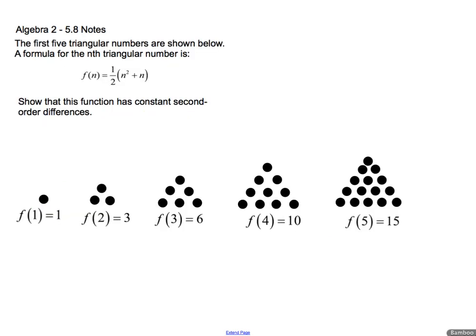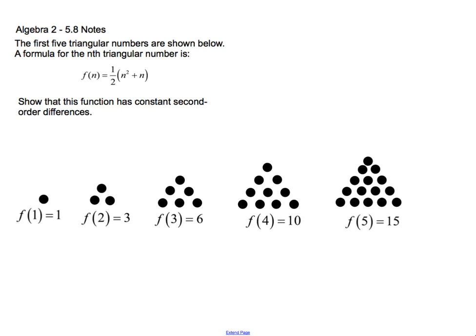Okay, this is kind of fun. This is looking at triangular numbers, and we've got a formula for finding the nth triangular number. In other words, these are the first five, and you can see that because it tells us right here, the first triangular number has 1, the second triangular number has 3, the third triangular number has 6, the fourth triangular number has 10, the fifth triangular number has 15.